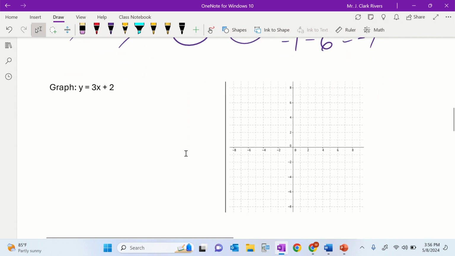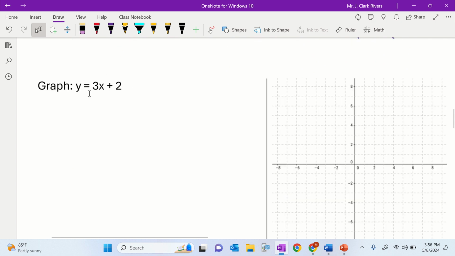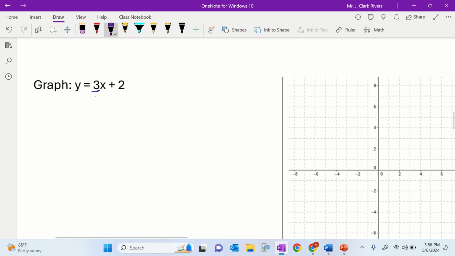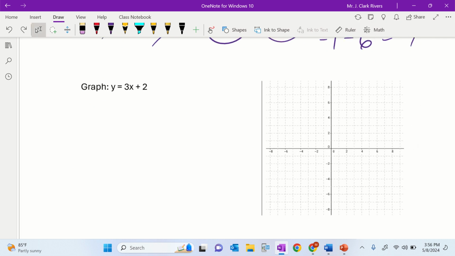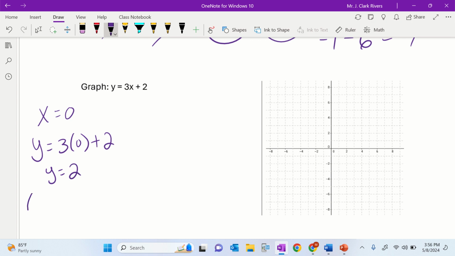Here we're going to graph y equals 3x plus 2. Now notice the denominator here of the coefficient of x is 1. So we don't have to really be overly selective about what we choose for x. Really, we have many options. I'm going to choose x equals 0. That's always easy to work with. Y equals 3 times, instead of x, you sub in a 0, plus 2. So we get y equals 2, meaning we have the ordered pair 0, 2.